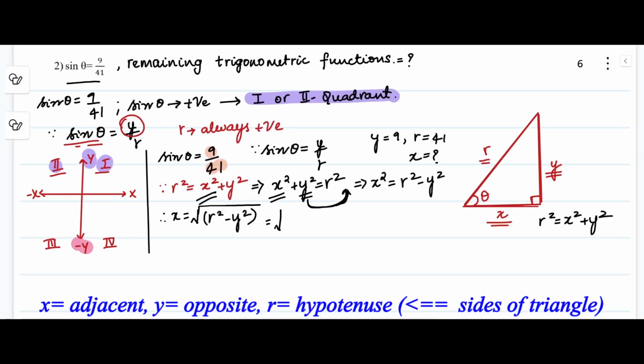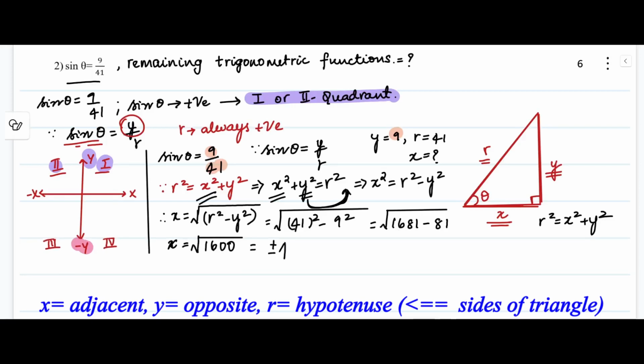The value of r here is 41, so 41 square minus y square. The value of y here is 9, so 9 square. 41 square is equal to 1681 and 9 square is 81. When we do the subtraction, we get the square root of 1600. So when we take the square root, we get the value of x to be equal to plus or minus 40. From the question we obtain the data that the angle is either in the first quadrant or the second quadrant.